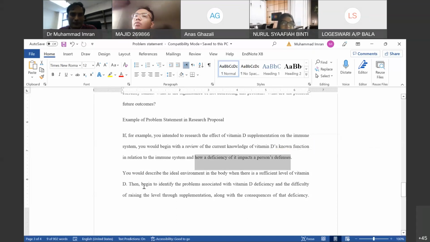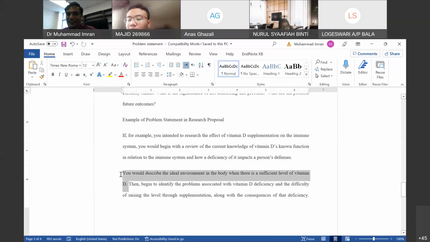Further explanation. You would describe the ideal environment in the body when there is a sufficient level of vitamin D, and further also give the solution as well. So see, in your case, the university is giving you a very pleasant environment where you can access free internet anywhere, even in the swimming pool, even in the sports center, even on the jogging walk, even in the middle of the jungle.